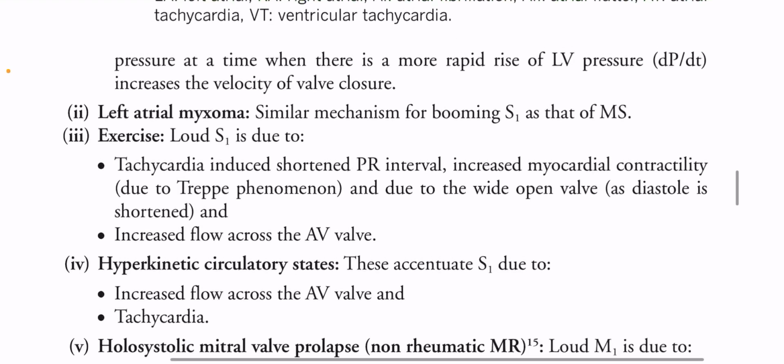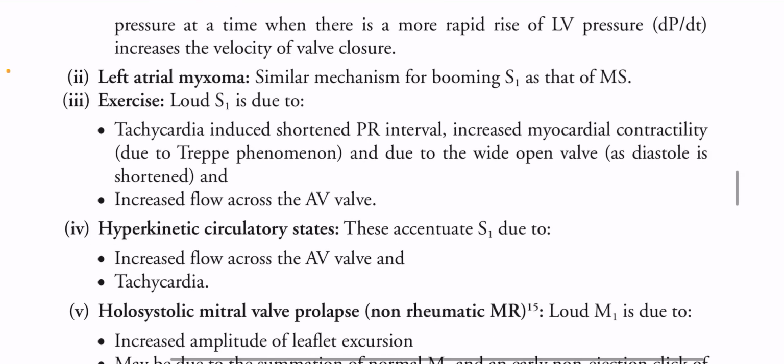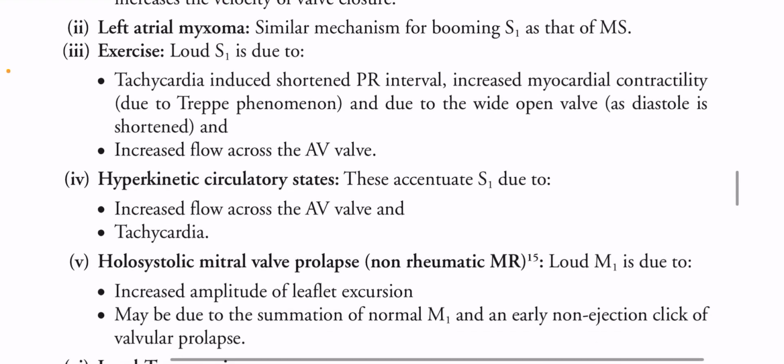Left atrial myxoma. Here a similar mechanism produces a booming first heart sound as in mitral stenosis. Exercise. Loud first heart sound is due to tachycardia-induced shortened PR interval, increased myocardial contractility due to the staircase phenomenon, the wide open valve as diastole is shortened, and increased flow across the AV valve. Hyperkinetic circulatory status accentuates the first heart sound due to increased flow across the atrioventricular valve and tachycardia.